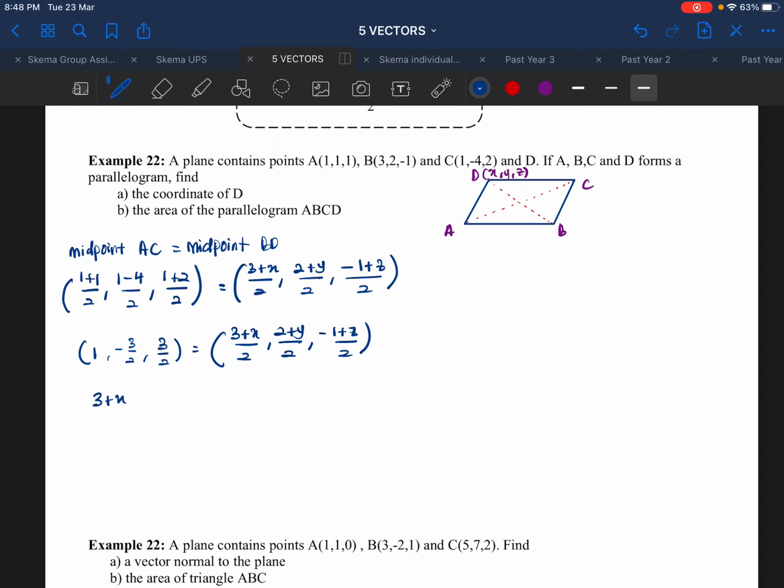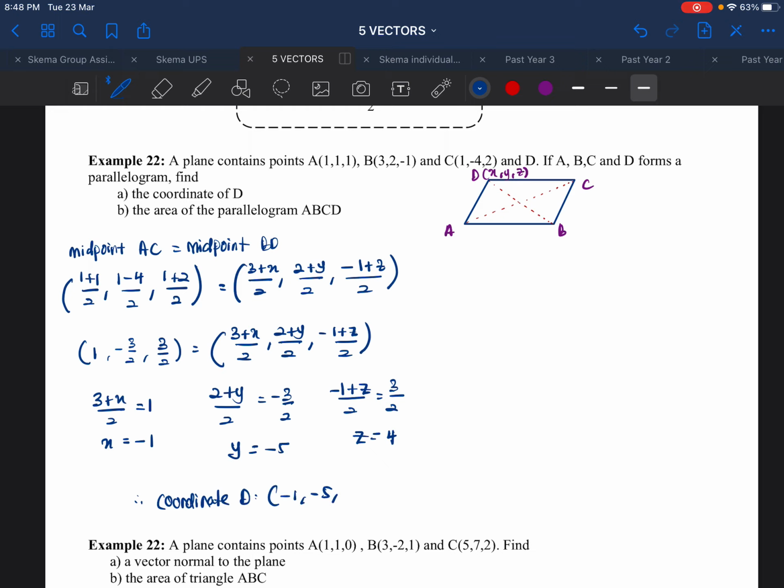Kita ada 3 plus x over 2 is equals to 1. So, kat sini x is equals to negative 1. 2 minus 3 negative 1. So, kita ada 2 plus y over 2 equals to negative 3 over 2. Y kita kat sini is equals to negative 5. And then the last one kita ada negative 1 plus z over 2 equals to 3 over 2. So, z is equals to 4. So, kita tahu last kali point D, coordinate D ialah negative 1, negative 5, 4.